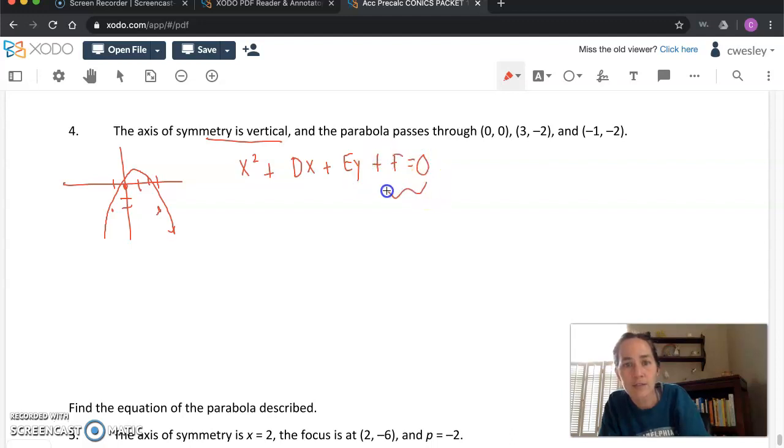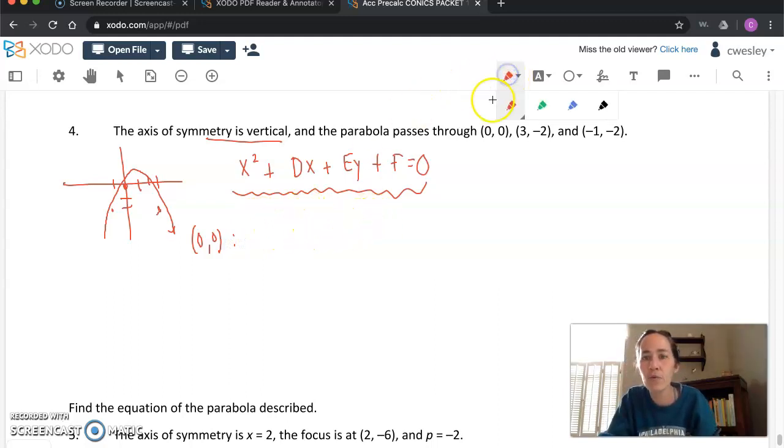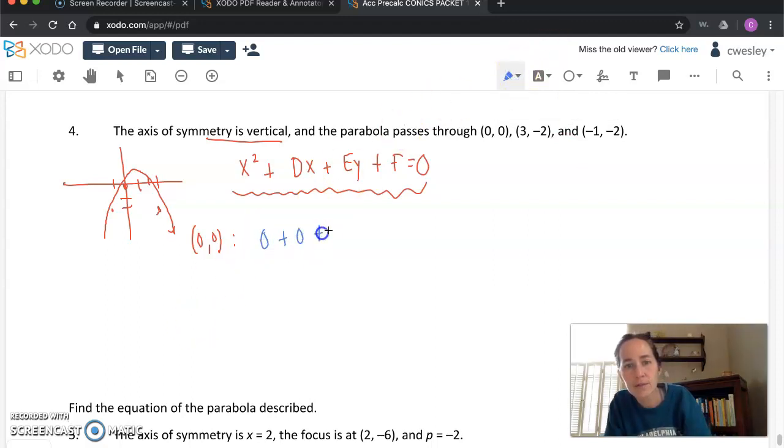Can you anticipate what we're about to do? Because we did it with circles and ellipses, and I don't know if we did it with hyperbolas yet, but we could have. We can make a system of equations. Start with the point (0, 0). This should give us one answer for free. Plug in zeros for the x's and the y's, and we should get F. This should give us 0 squared plus 0 for x plus 0 for y plus F equals 0. So no need to really worry about the F value.